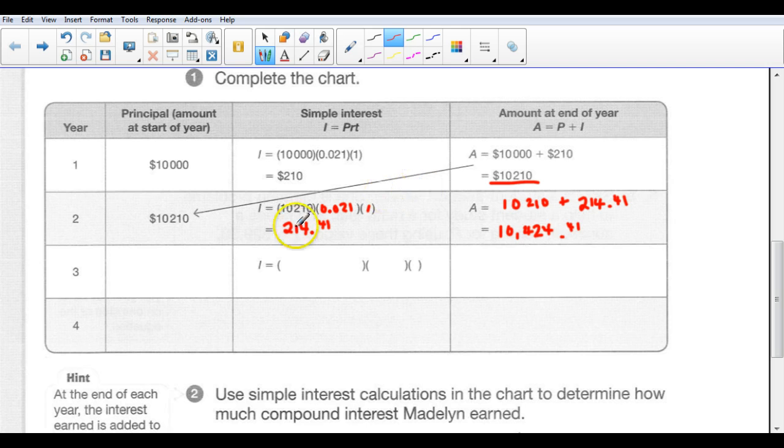You just don't calculate simple interest again on the $10,000 and then just keep doing it that way. You earn interest on the interest. That's what the word compound interest means. It means earning interest on top of the interest.